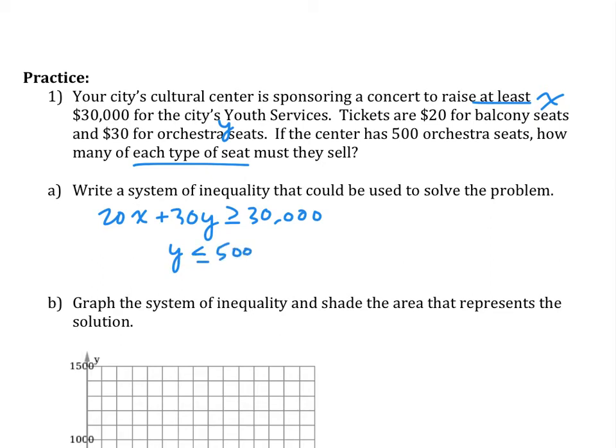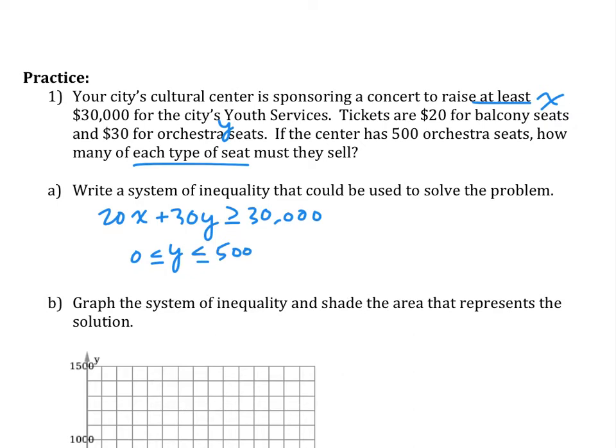Well, that's closer. If you're wondering why we are not writing Y equals, it's because no one says you have to sell all 500 seats, right? You could have a lot of people who don't want to buy orchestra seats. But no matter what, you can't sell more than 500 because you only have 500 orchestra seats. So if I write it like this, does it make sense? Not quite. Remember, you can't go below 0. You can't sell a negative number of seats. Okay, so this is my system of inequality.